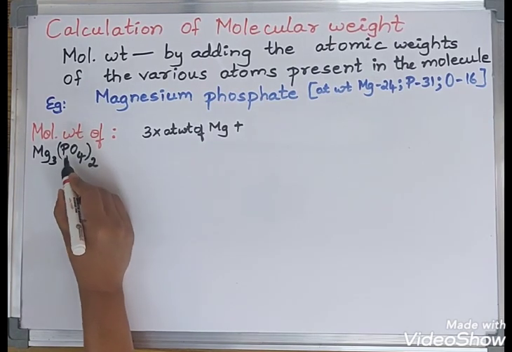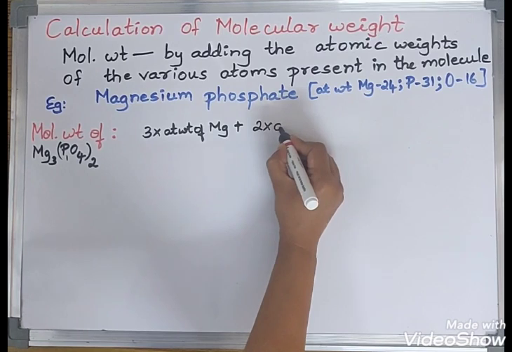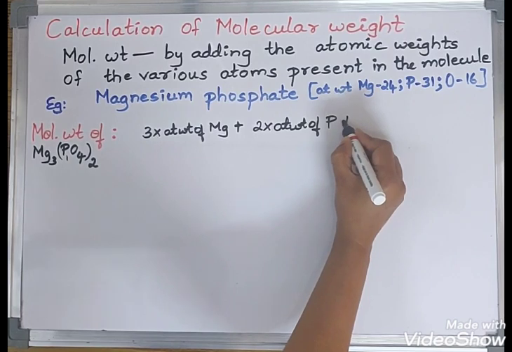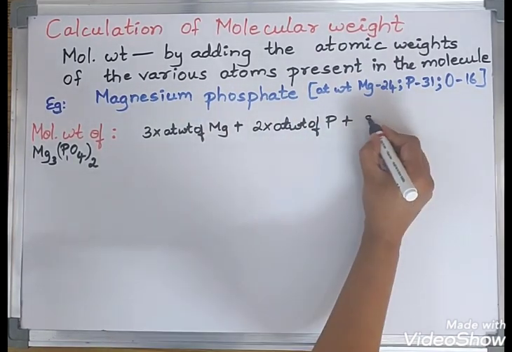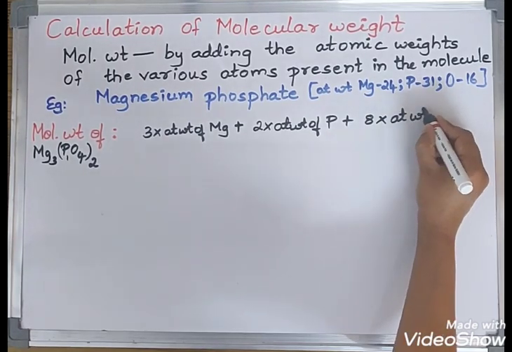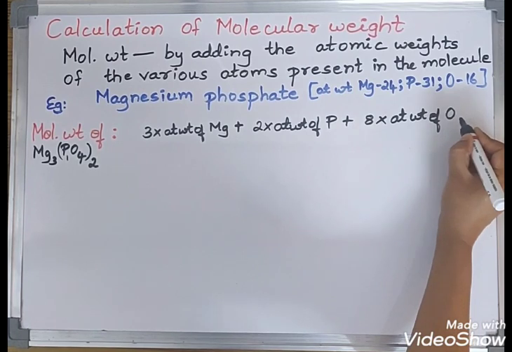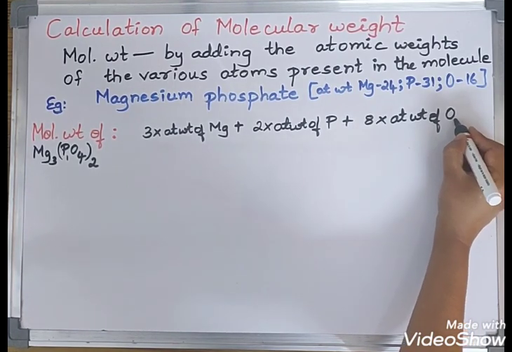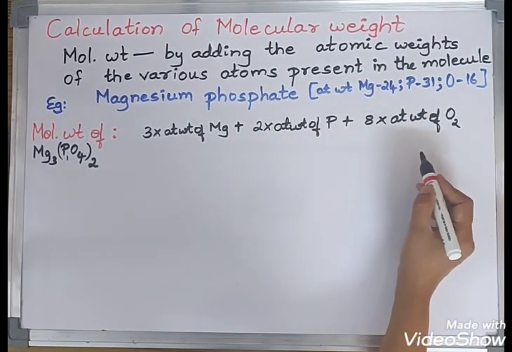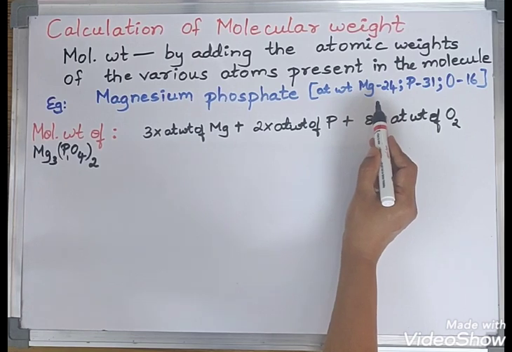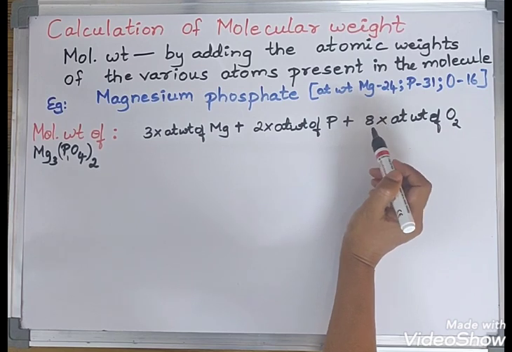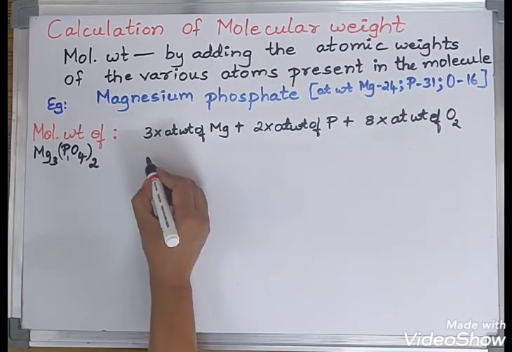Now if nothing is there, it's understood to be 1. 1 twos are 2, so 2 into atomic weight of phosphorus, plus 4 twos are 8, 8 atoms of oxygen. So 8 into atomic weight of oxygen. Now here what you need to do is add all of these. The atomic weight will always be given in the numerical. You need not have to learn the atomic weights of elements by heart.